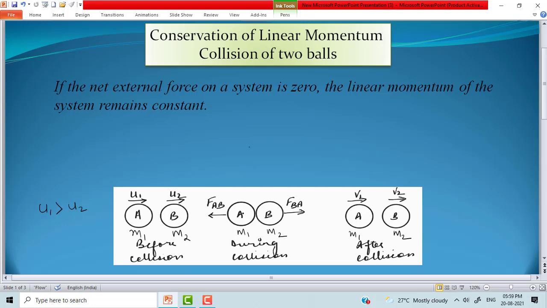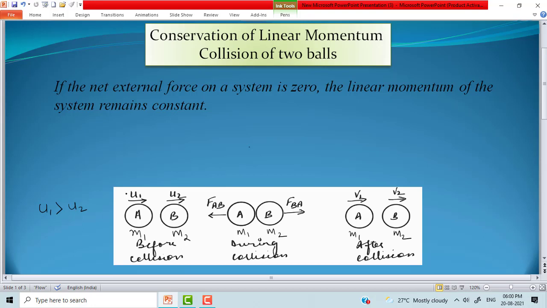After collision, the speed of each object changes. The velocity of A changes to v1 and the velocity of B changes to v2.